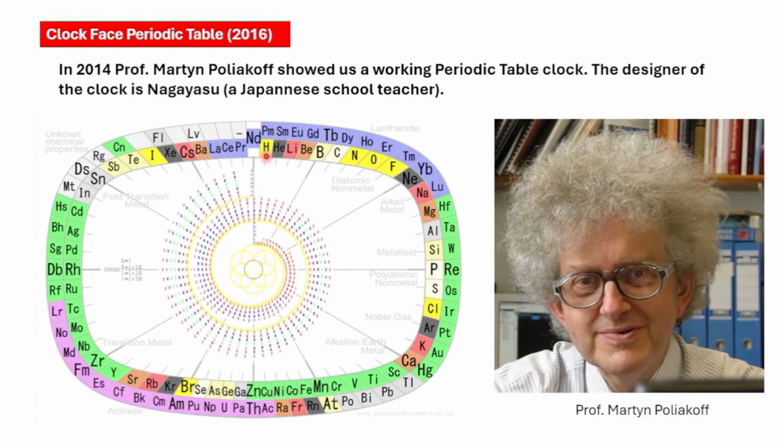Here you start from hydrogen, helium, lithium, and you go all the way from one end to the other end. And then you get the F block elements, and you go again like this. So it's a kind of clock periodic table.